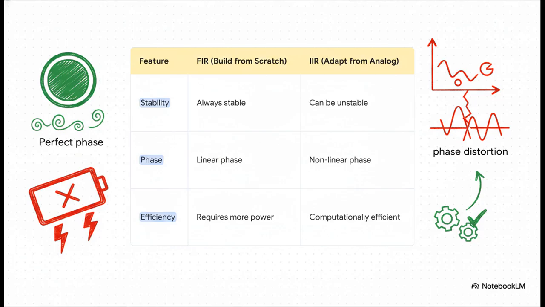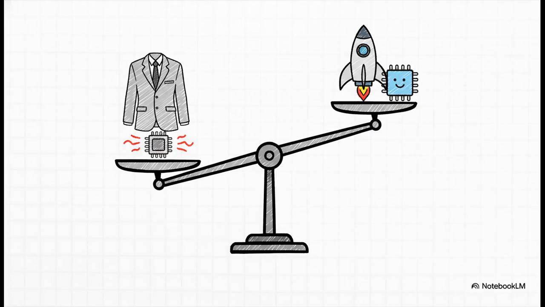IIR filters, on the other hand, are way more efficient, but they can sometimes mess with the phase, and if you design them poorly, they can even become unstable. At the end of the day, it's a classic engineering puzzle. Do you want precision or do you want efficiency?